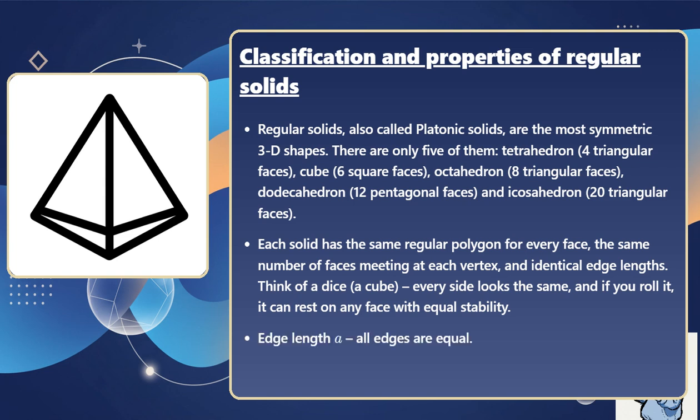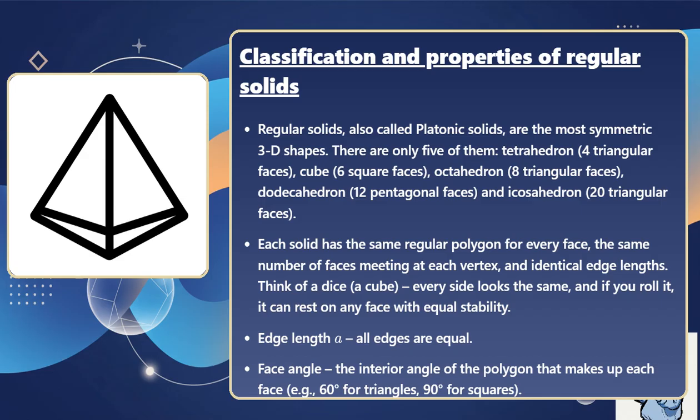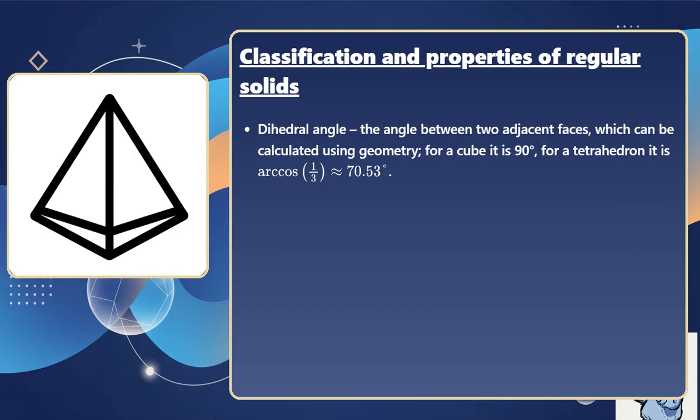Edge length: all edges are equal. Face angle: the interior angle of the polygon that makes up each face. For example, 60 degrees for triangles, 90 degrees for squares. Dihedral angle: the angle between 2 adjacent faces, which can be calculated using geometry. For a cube, it is 90 degrees. For a tetrahedron, it is arccos of 1/3, approximately 70.53 degrees.